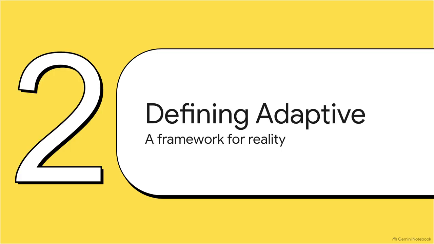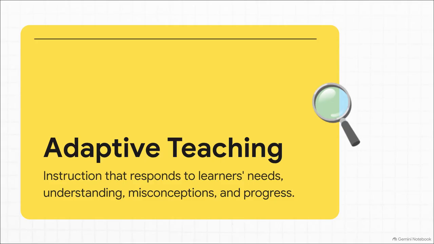Moving right along to Section 2, Defining Adaptive Teaching. This is really about giving you a framework for that messy reality. So, what exactly is this framework? Put simply, adaptive teaching means adjusting your instruction in direct response to your learners' needs, their actual understanding, their misconceptions, and their progress. Now, to be clear, this does not mean tossing your lesson plan out the window. It just means being flexible enough to pivot when the evidence in the room is basically screaming at you to change course. It's teaching that talks back.